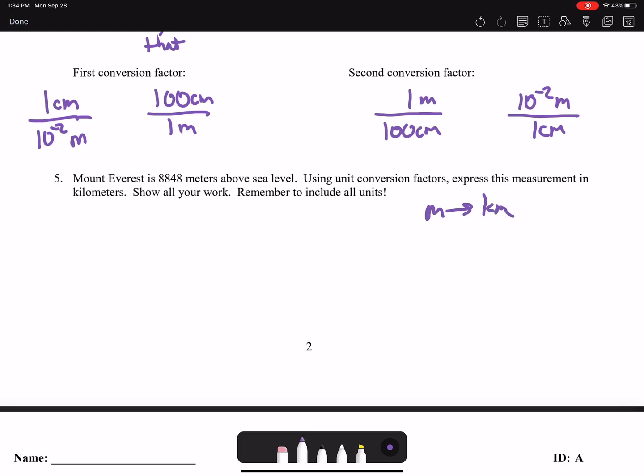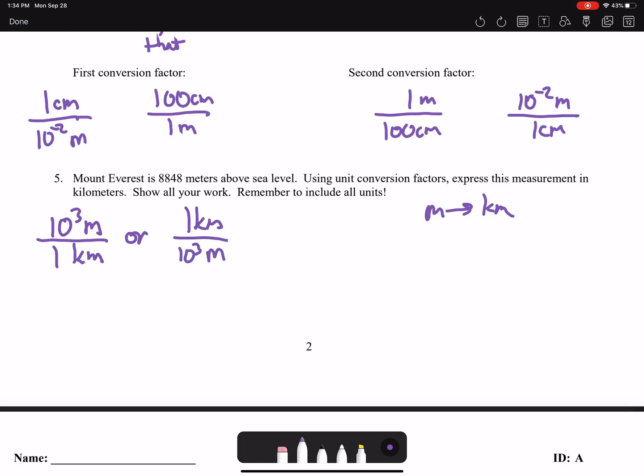we can set up the conversion factors, which would be 1 meter is the same as 10 to the negative third. Never mind. Let me do it this way. 10 to the third meters is the same as 1 kilometer. That's from the reference tables. Or 1 kilometer is 10 to the third meters.